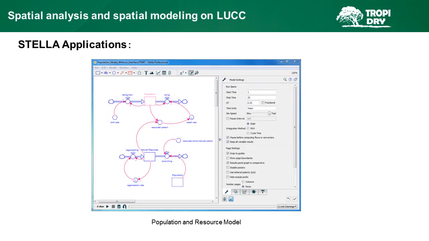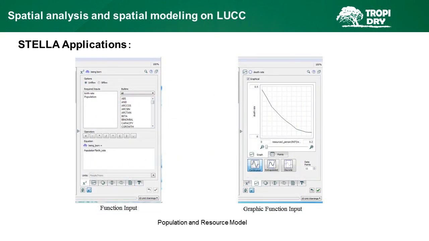This figure shows how to set graph parameters with the property panel. You can define the start time, stop time, delta time, time units, simulation speed, pause interval, integration method, and the result of your simulation. You can also do the page settings here. These two figures show function input and graphic function input. For function input, you can build function relationships among variables using built-ins and operators. For graphic function input, you can choose the graphic types whichever you want, and edit them in detail.